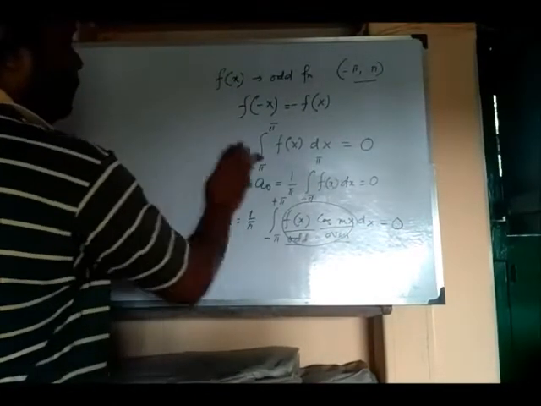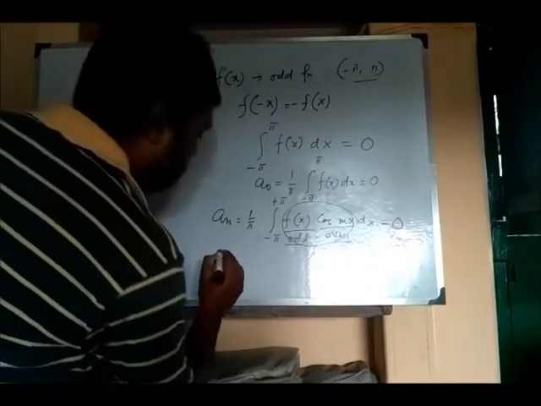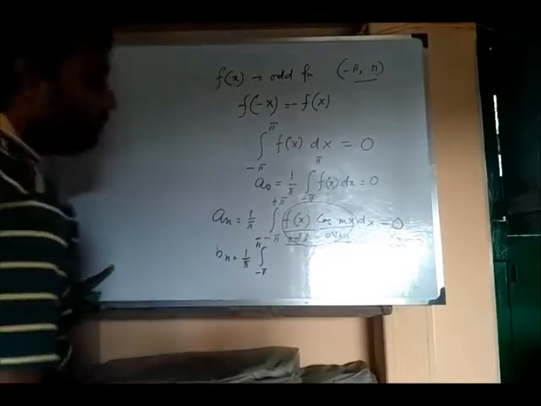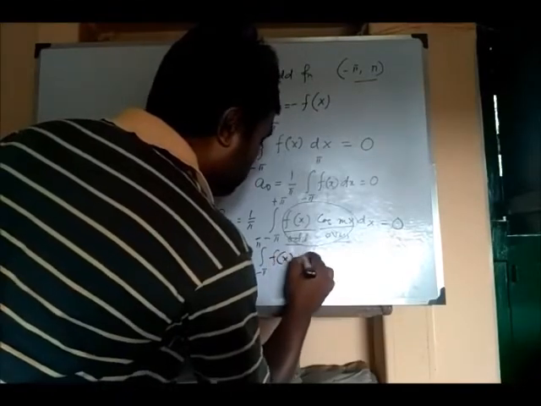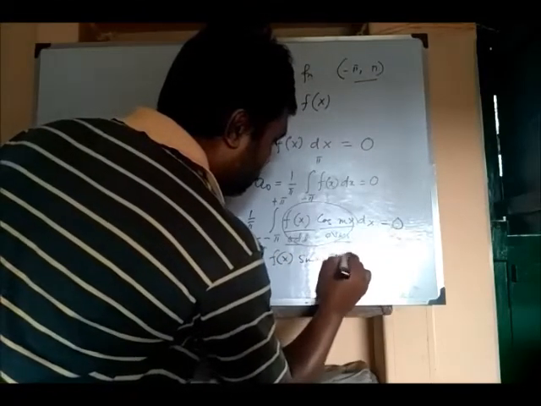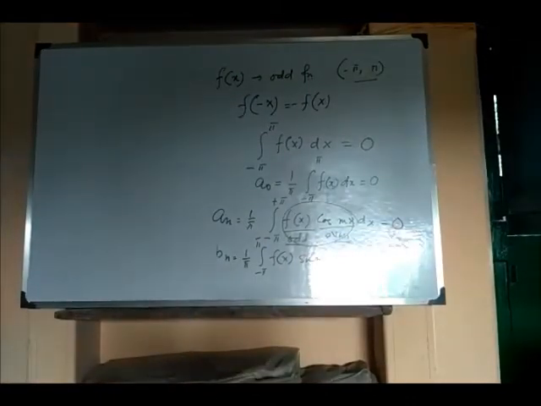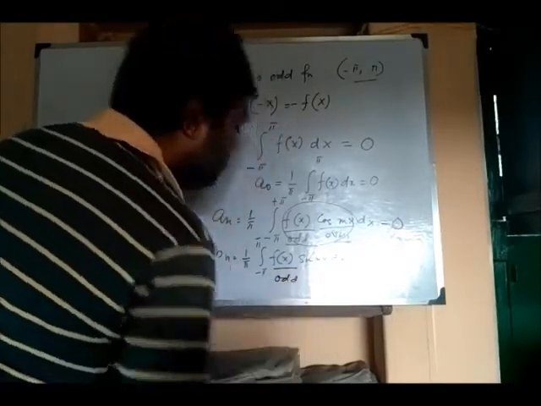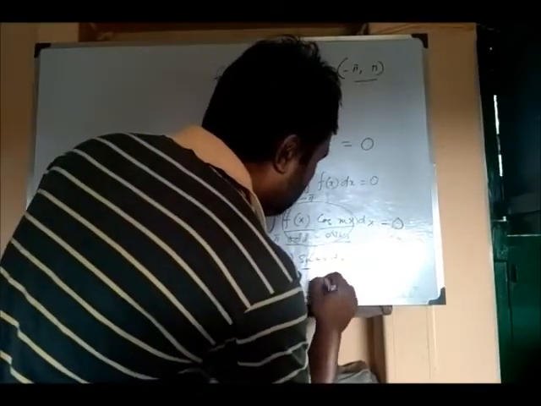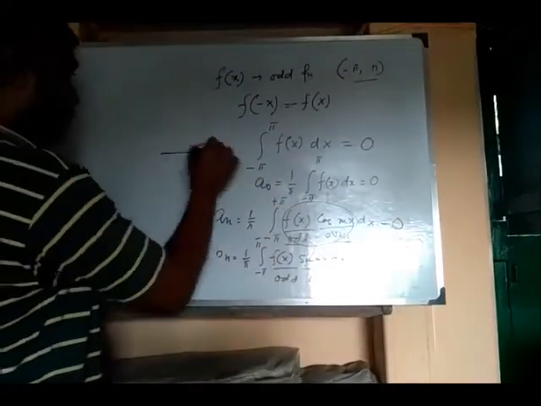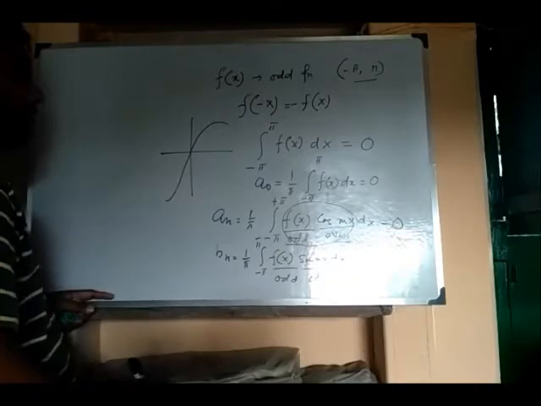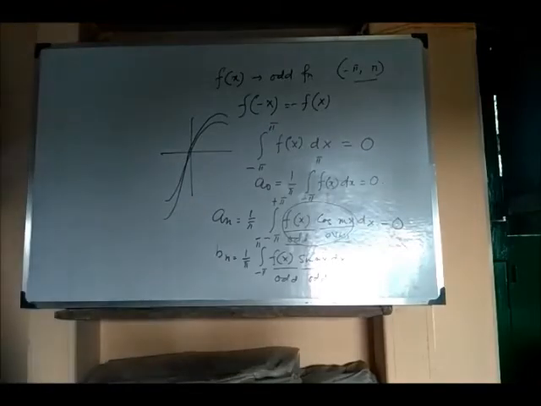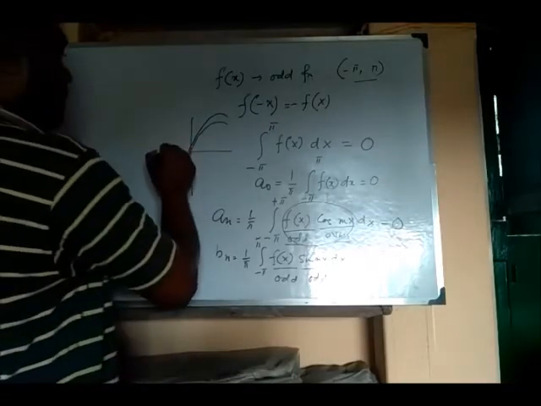Now, what is the value of this bn? This will be 1 by pi, integral from minus pi to plus pi of f(x) sine(nx) dx. Okay, so as f(x) is an odd function and sine(nx) is an odd function, when you multiply two odd functions, the product is an even function. What will you get? You get an even function.